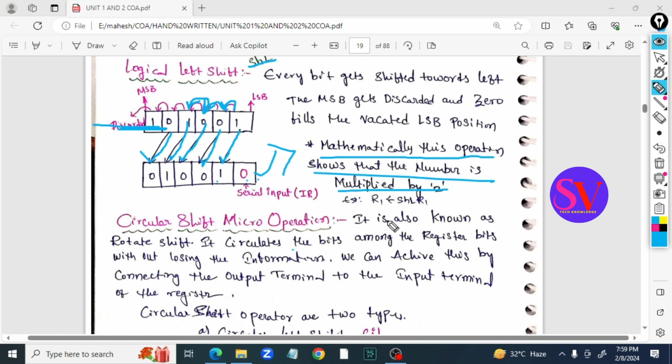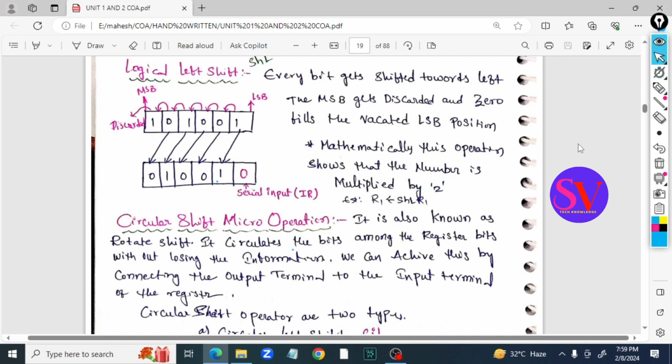Left shift operation shows multiplied by 2, and right shift operation shows divided by 2. Whatever number you have given, after the left shift operation it will be multiplied by 2, and after the right shift operation it will be divided by 2. The answer will be divided by 2.